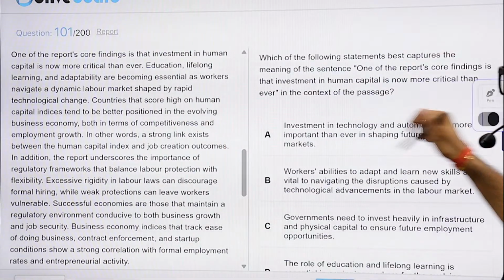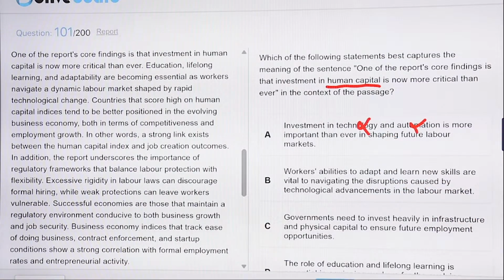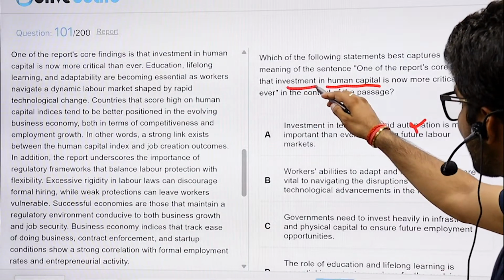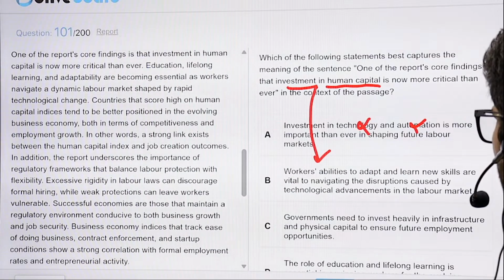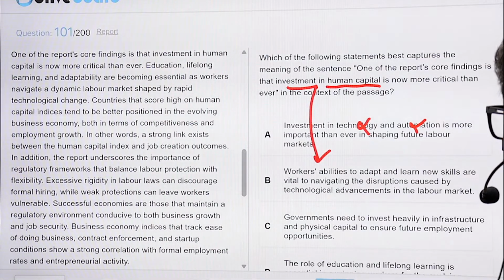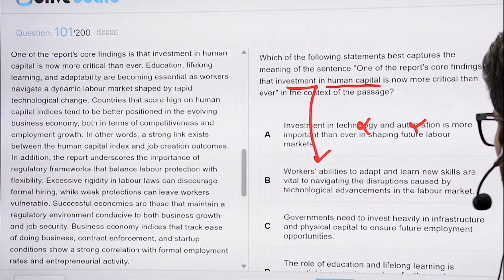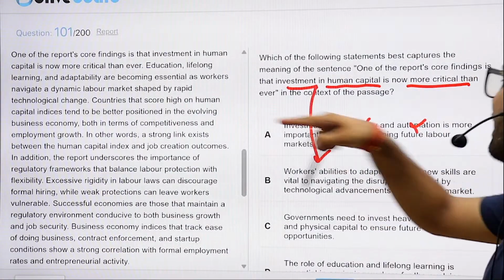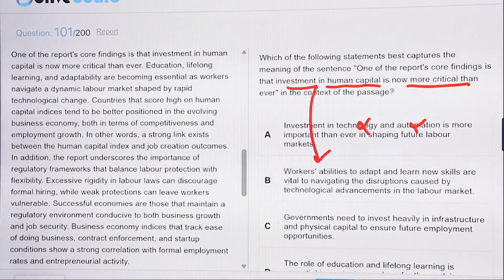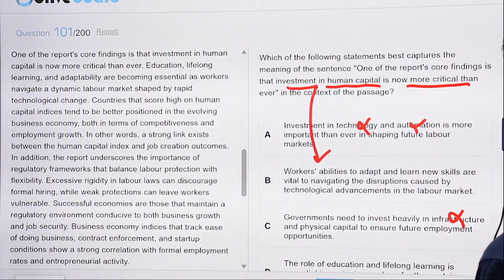No, they are saying investment in human capital, not automation and technology. Workers' ability to adapt and learn new skills is vital, but it won't define the investment to navigate the disruption caused by technological advancements in the labor market. Fine, but it won't define that investment is more critical now. It's now more critical than ever. Nope. Government needs to invest heavily in infrastructure. No, in human capital. Fourth or fifth has to be correct.